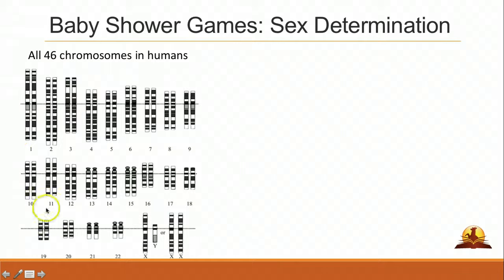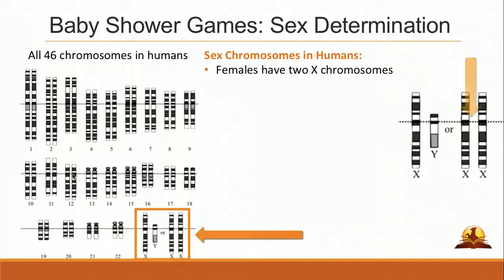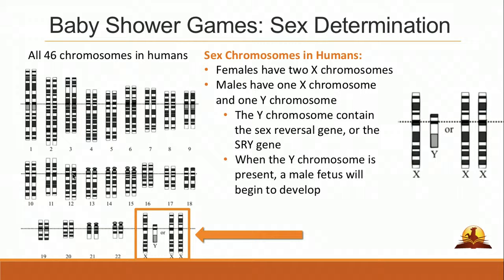So here are the 46 chromosomes we talked about, all 23 pairs. The first 22 are called the autosomes, and the last pair, the 23rd one, are called the sex chromosomes. Females have two X's, males have XY, which is right here, and the Y chromosome contains something called the sex reversal gene, or SRY. When this Y chromosome is present, the fetus begins to develop all the male parts.